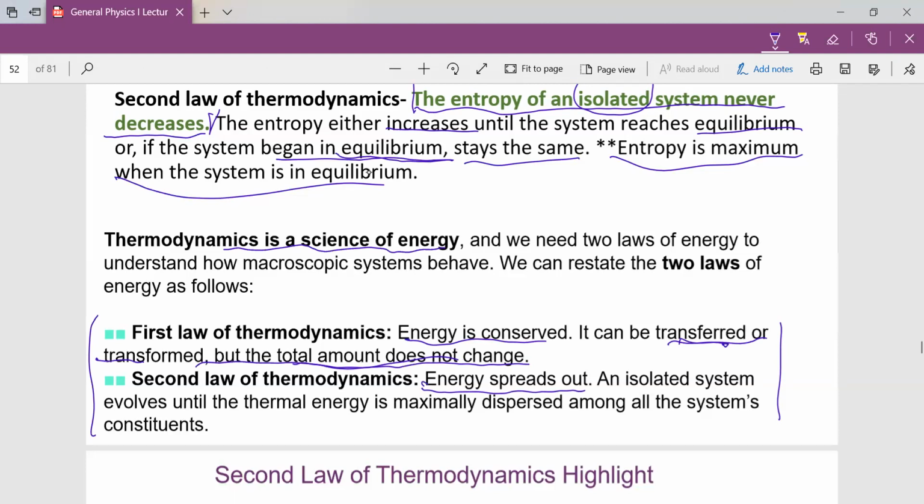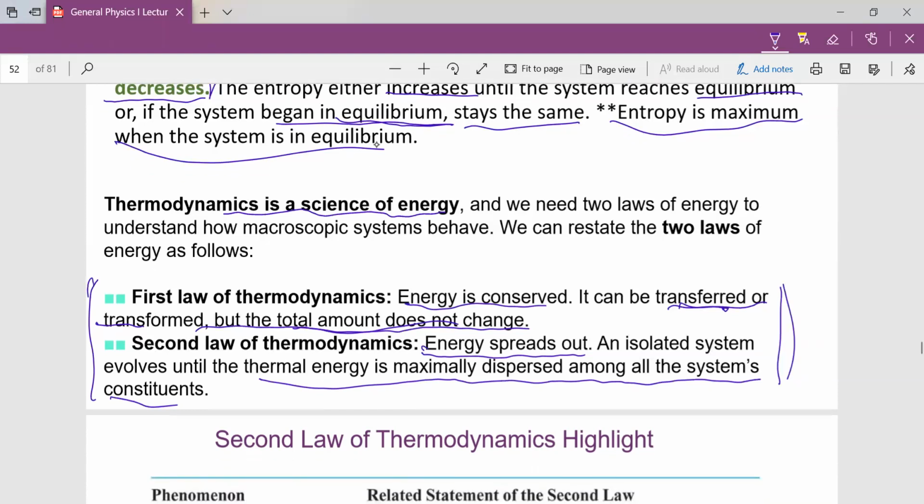Okay. For the second law, the emphasis is on the spread of energy: an isolated system evolves until the thermal energy is maximally dispersed among the system's constituents. As we saw in the first two diagrams, where we have the molecules, one dispersing the energy to the next until the entire system has the same thermal energy. So this is basically a summary of what thermodynamics is.